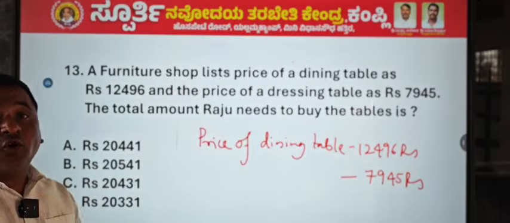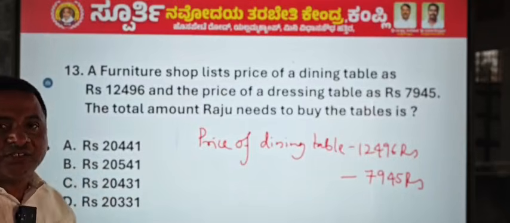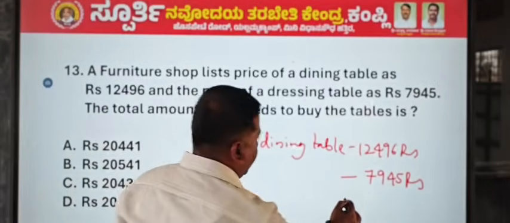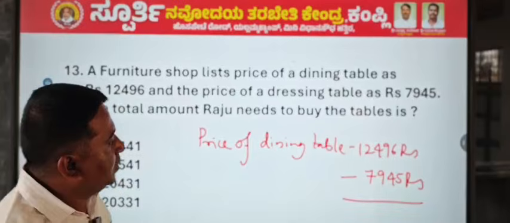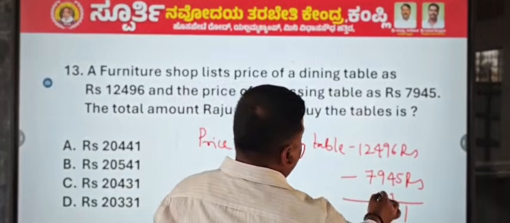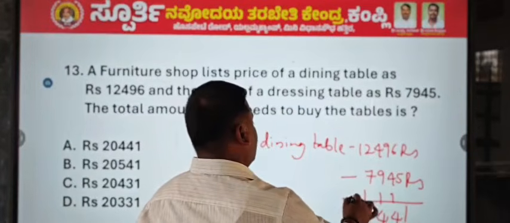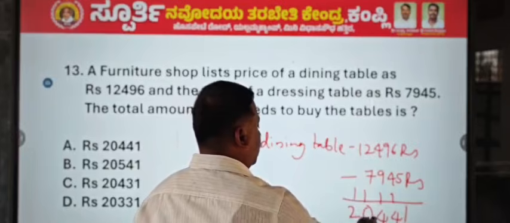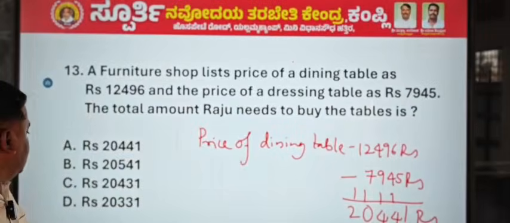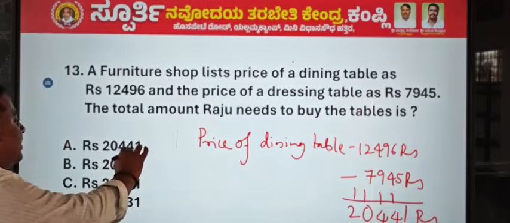The total means what you have to do? You have to do the sum here. Total means sum. How much left means subtraction. Here you have to do the sum. Total they are asking. 6 plus 5, 11. 9 plus 4, 13, plus 1, 14. 4 plus 9, 13, 13 plus 1, 14. 7 plus 2, 9, 9 plus 1, 10. 1 plus 1, 2. So 20,441 rupees. The first option is the correct answer.